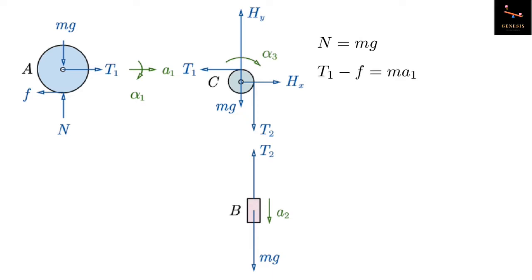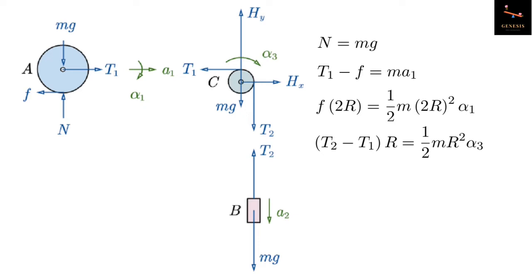N is equal to mg, T1 minus F is equal to ma1. The torque of the friction force about the center of the cylinder is F into 2r, that is equal to the moment of inertia into the angular acceleration. Moment of inertia here will be half m into 2r whole squared because it's a cylinder, half m radius squared. Now for the torque equation of C, T2 is giving a clockwise torque, T1 is giving an anticlockwise torque. So T2R minus T1R is equal to half mr squared into alpha3. Translational equations of C: Hx is equal to T1, Hy is equal to T2 plus mg. And finally, for the block B, mg minus T2 is equal to ma2.